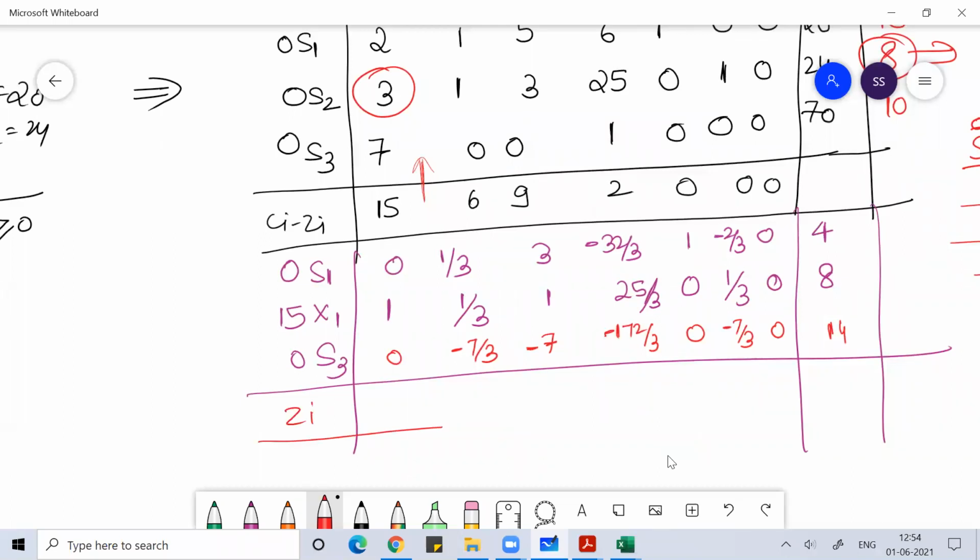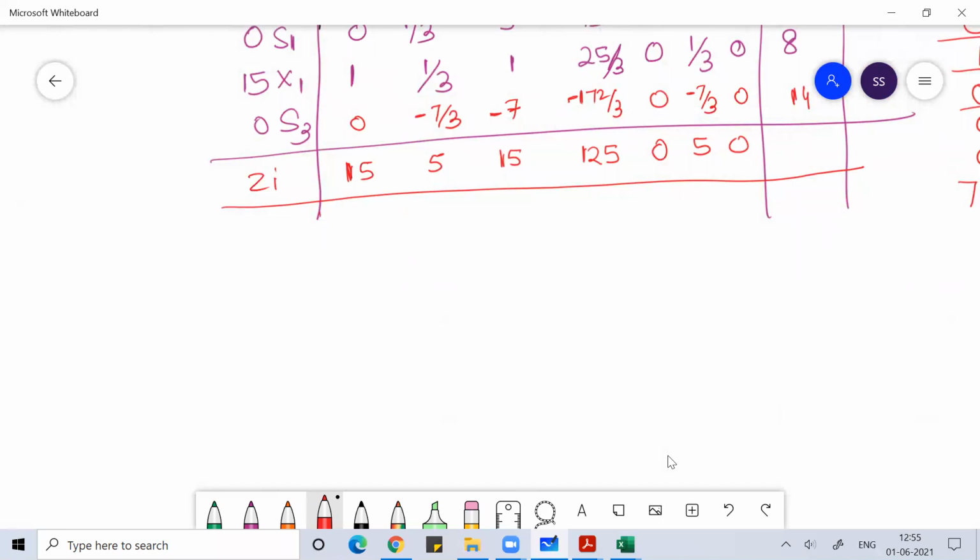So the zj value is 15, then 5, then 15, then this is 5, 25 fives are 125, yeah, then this is 0, then 5, then 0.